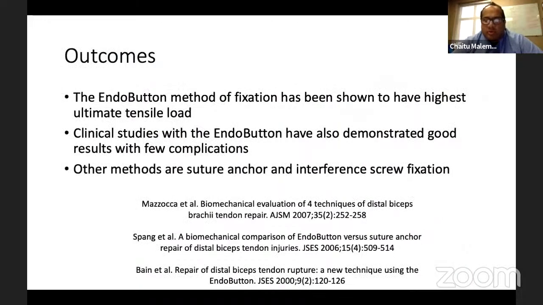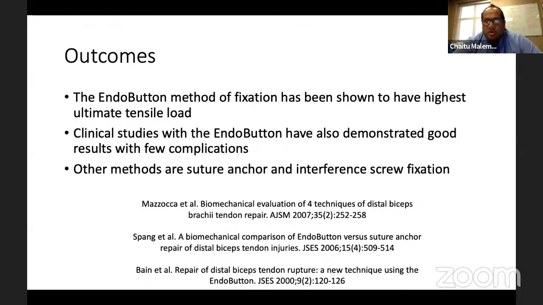Looking at outcomes, the endo button method of fixation has actually been shown to have the highest ultimate tensile load. Some clinical studies with the endo button have also demonstrated good results with fewer complications. Other methods are suture anchor fixation or interference screw fixation, which I discussed earlier, that I actually used to do before I did line-to-line fit with a button.